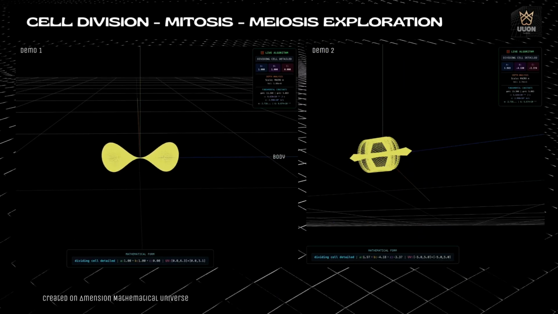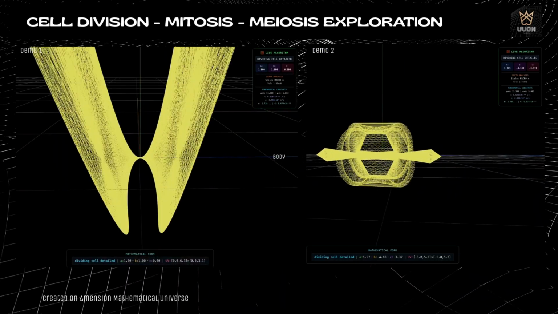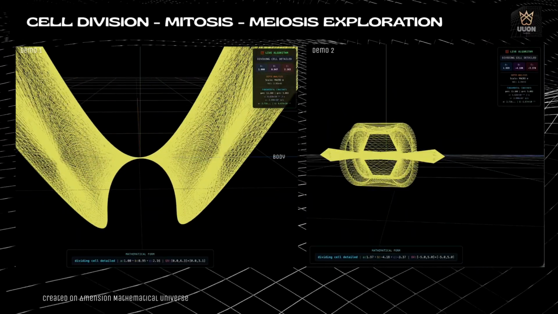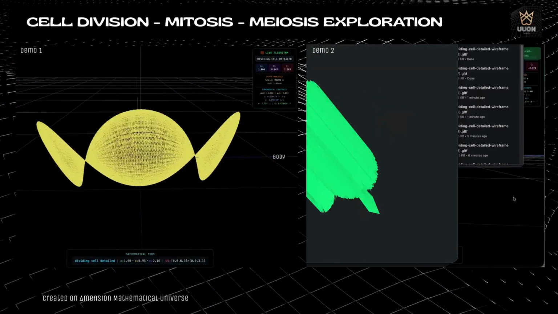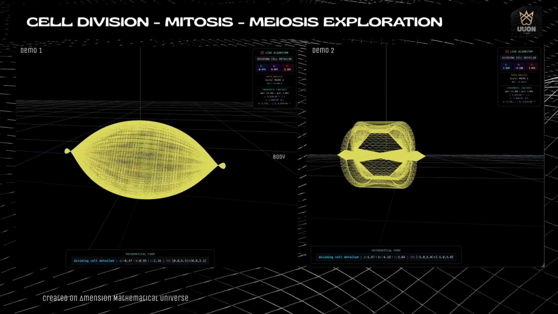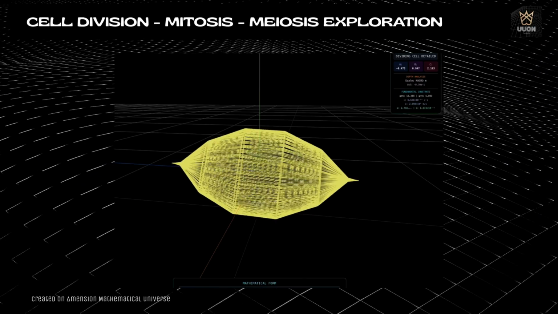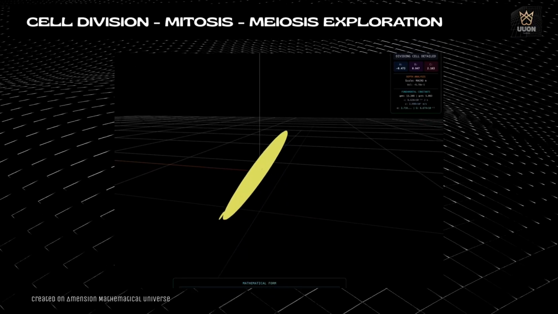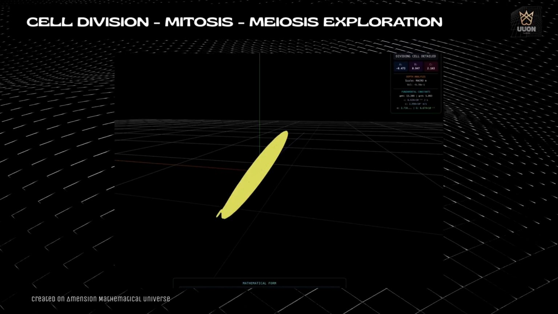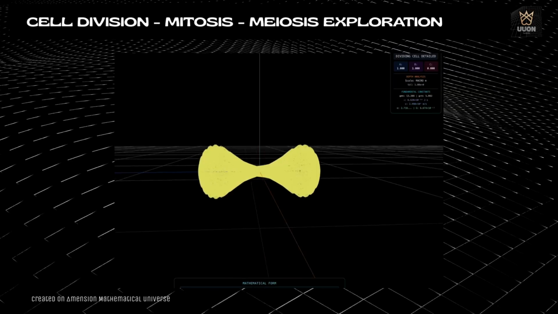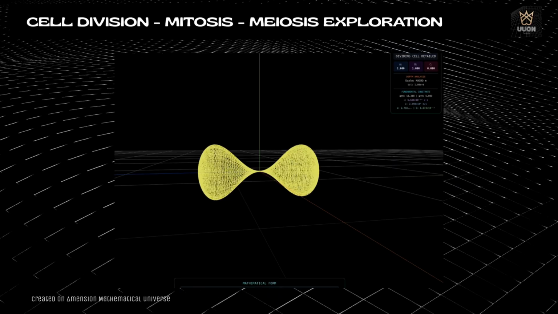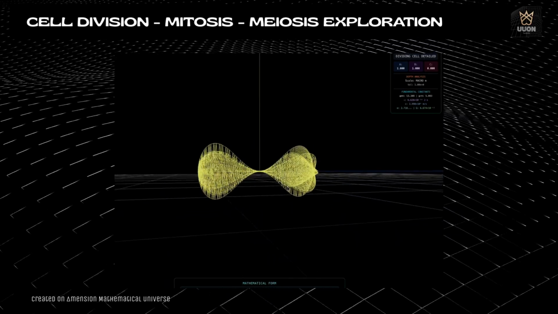As we explore these models, we're not just observing static representations but engaging with the fundamental algorithms of life itself. Surface tension, protein dynamics, and genetic regulation all contribute to the final three-dimensional forms we observe. The parametric nature of this system allows us to ask what-if questions about cellular division. What happens when we alter the timing of chromosome condensation? How do changes in cellular volume affect the division process? These explorations help us understand not just how cells divide, but why they divide in the specific ways they do.